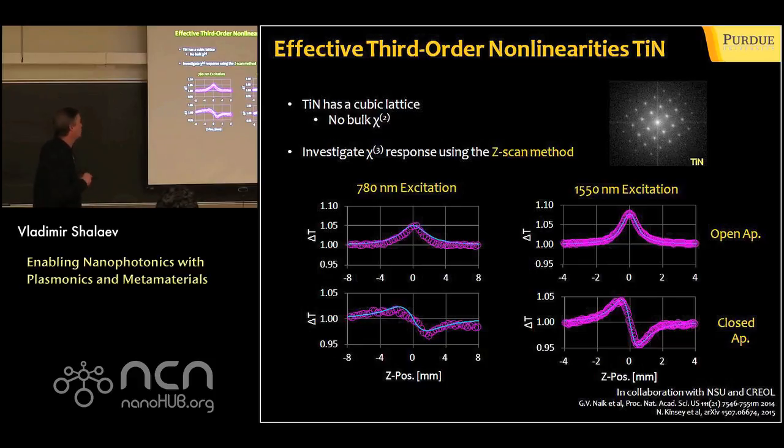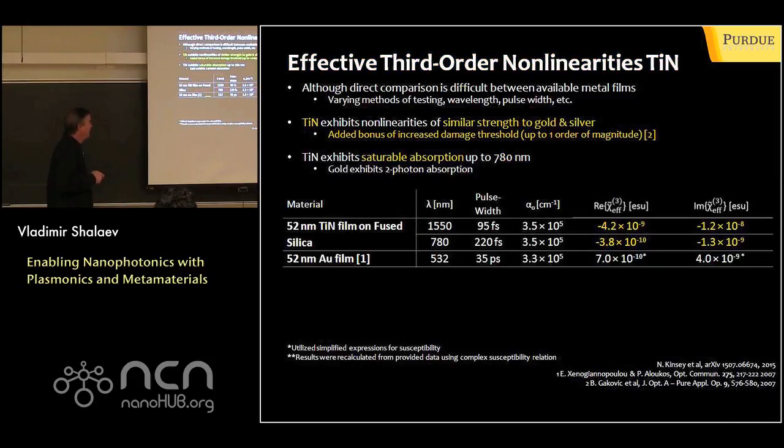Let me not go into details, but it actually measures Chi3, the real and imaginary parts of Chi3. So what we did, we measured Chi3 for titanium nitride at two different wavelengths, telecom and around 800 nanometers. They're both important, with so-called open aperture and closed aperture, which basically allow us to measure the real and imaginary parts of Chi3. And the result is that in the case of titanium nitride, we get at least as high a nonlinear response as in the case of gold.